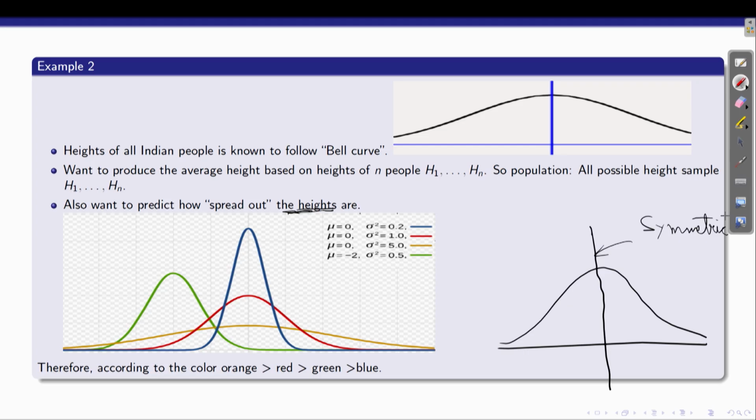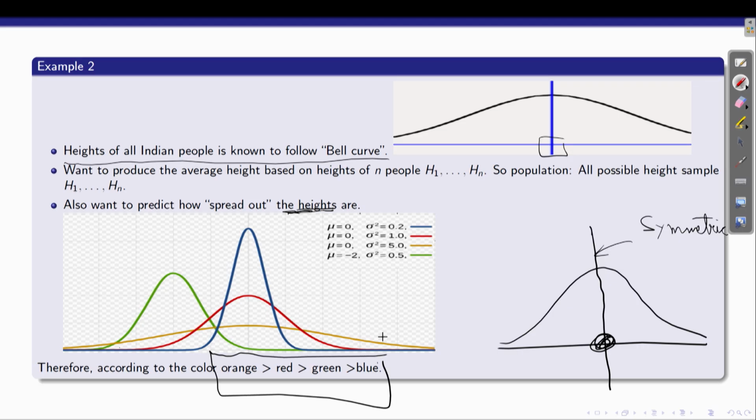Now, the point is we want to produce the average height. The bell curve peaks around the average height. We want to guess the average height based on the heights of n people. You observe the heights of n people, we know theoretically that it follows a bell curve, and we want to predict this center based on the heights of n people. So, population: all possible heights; sample: h1, h2, ..., hn. We also want to predict how spread out heights are. For example, the orange one has the highest spread, the maximum, then red, then green, and then blue.